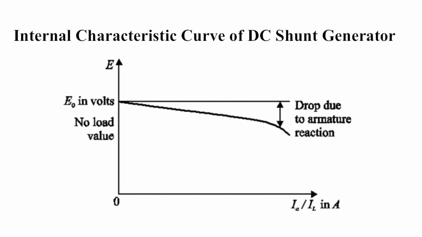This effect produced by armature flux on the main flux produced by the field winding is called armature reaction, and due to this armature reaction, the main flux pattern gets distorted. Hence, lesser flux gets linked with the armature. Thus, the generated EMF drops due to armature reaction. This is shown in the curve.